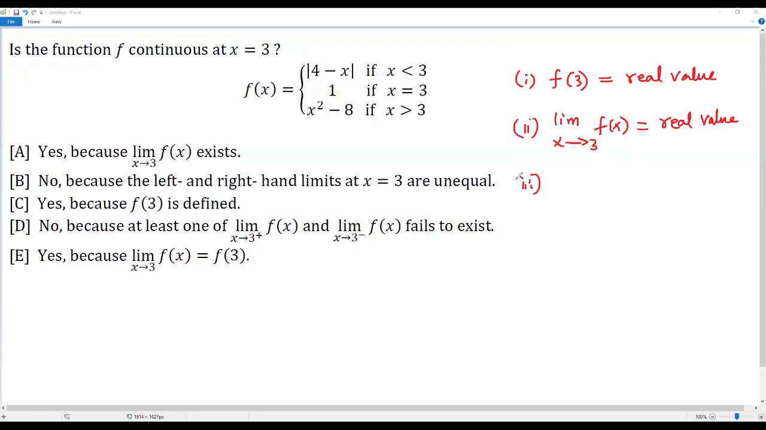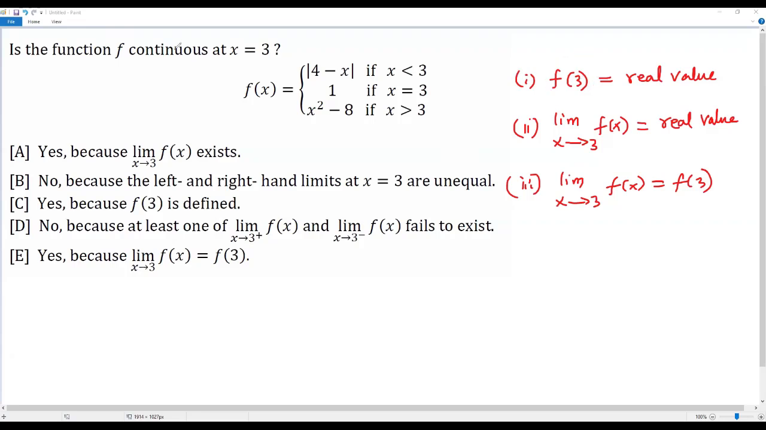And the third condition, the results that I received in the first step and second step must be equal. That is, limit x tends to 3 of f of x must be equal to f of 3. So when all these three conditions are satisfied, then we can say that the given function f of x is continuous at x equals 3. So for that, first we have to find the value of f of 3.